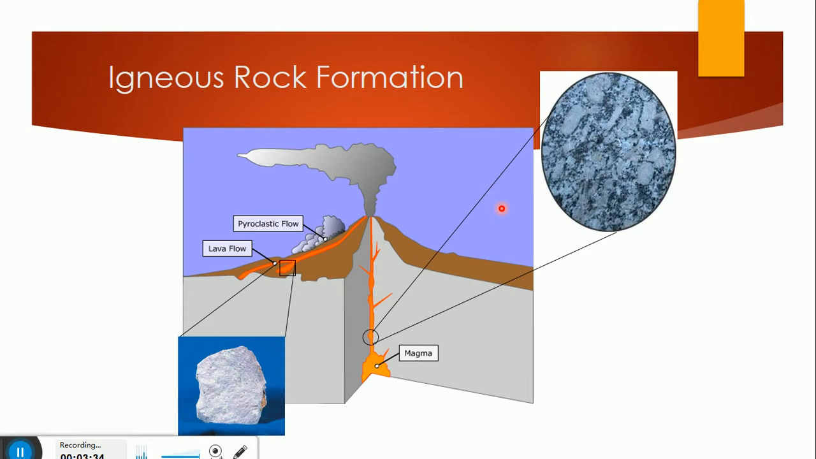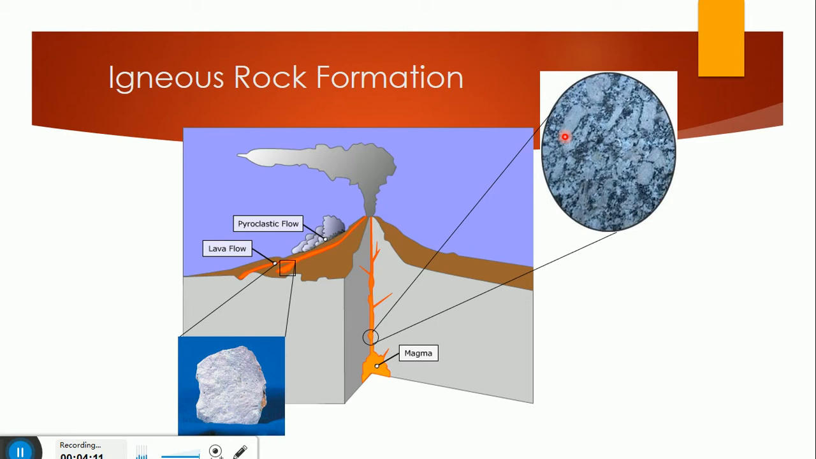How does igneous rock form? From this picture you can clearly understand how igneous rock forms. This is the magma chamber where the magma is generated, and when the liquid magma rises up and consolidates here, in the very deep seated part of the earth, the rock is called plutonic rock.